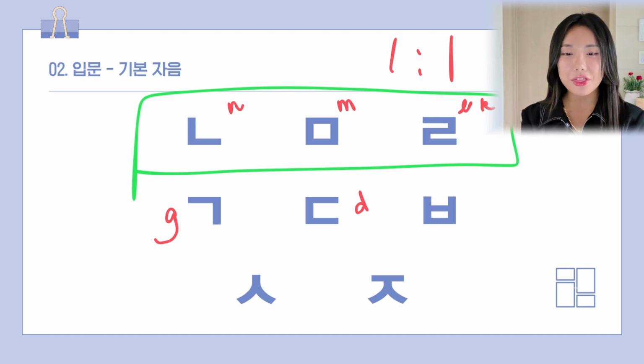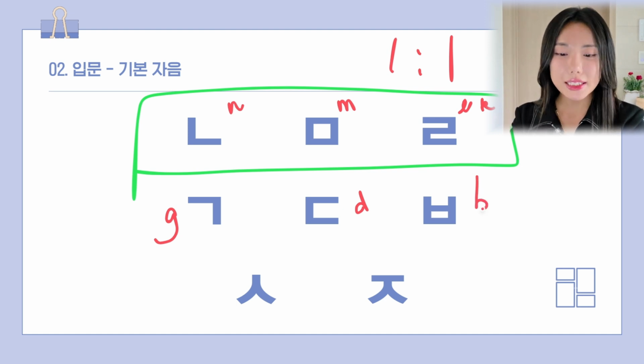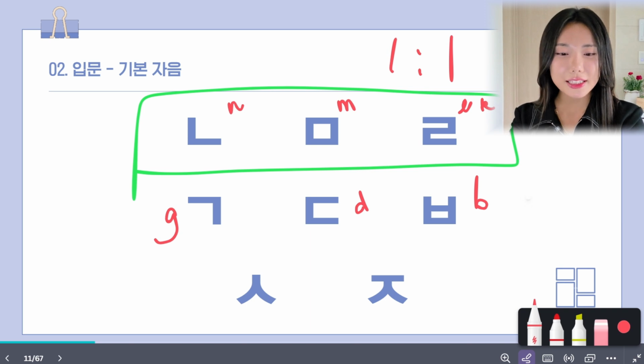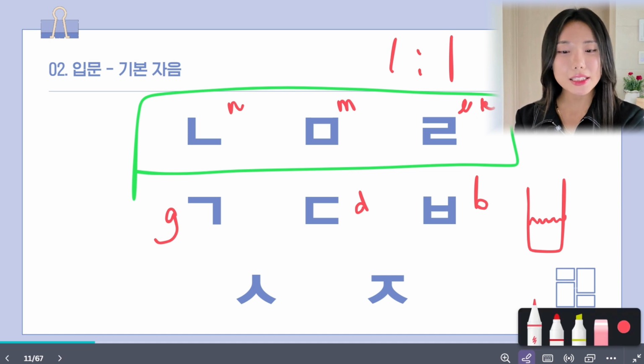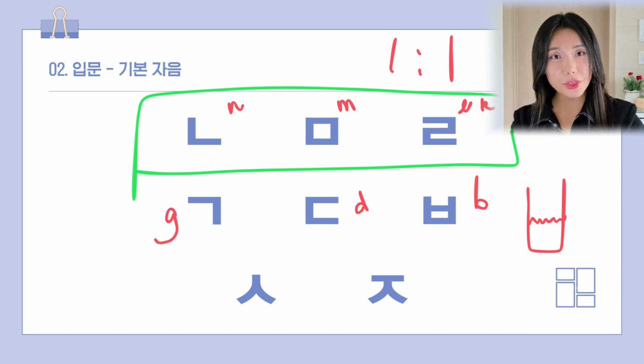And let's take a look at the third one. We have this B sound. What I tell my students is that it's like a basket with some water. So it's B. Basket, B sound. Let's do some practice with this as well.